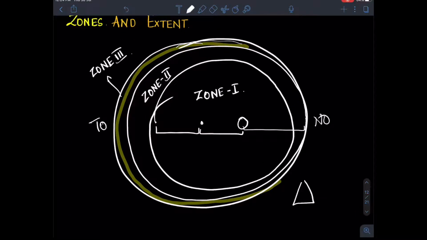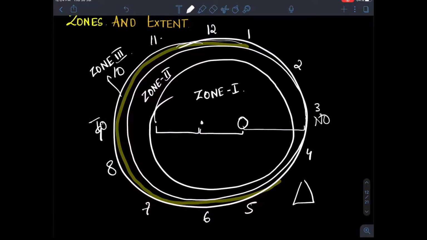Now to divide the extent, we divide the whole of retina into 12 clock hours, same as a clock. So here 12, 3, 6, 9, in between 1, 2, 4, 5, 7, 8, 10, 11. So now whole of retina is divided into 12 clock hours. For example, if 2 quadrants of the retina are involved, it can also be said that 6 clock hours are involved.